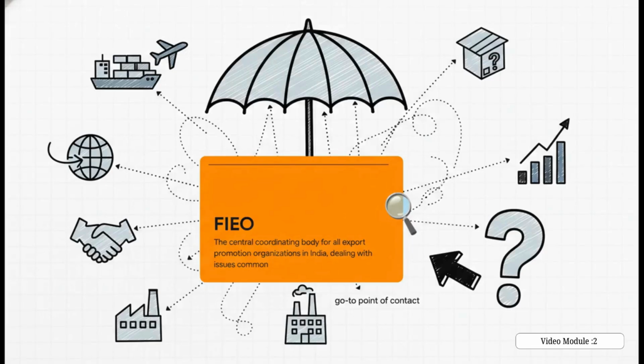So let's talk about FIEO for a second, because its role is so crucial. It's basically the big umbrella organization. If you have an issue that affects all exporters, or maybe your product doesn't have its own specific council, FIEO is your go-to. They're the ones who coordinate everything and really represent the interests of the entire exporting community.